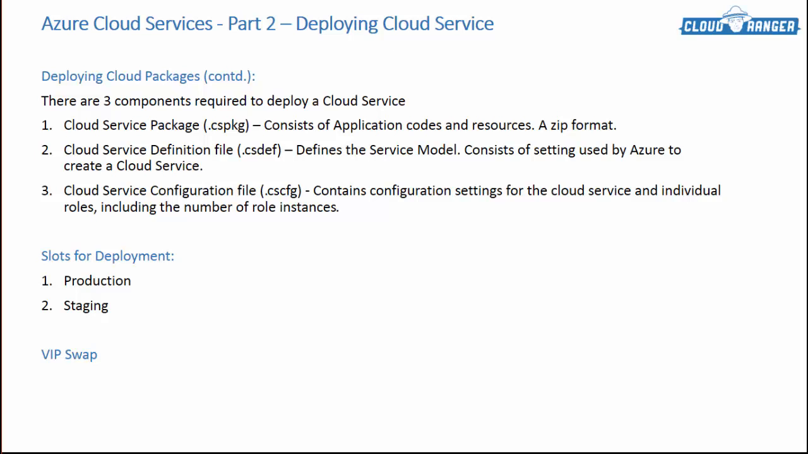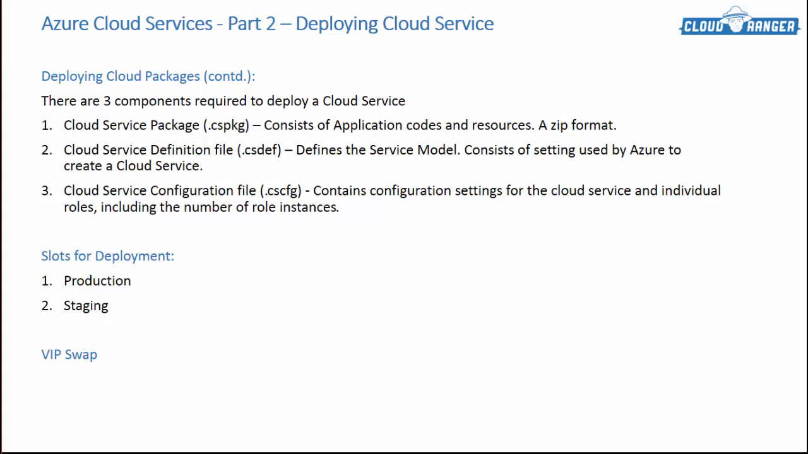And of course, then you have the cloud service configuration file, which is the .cscfg, which pretty much contains the entire configuration settings for the cloud service and the individual roles. So it tells how the cloud service is going to be configured. The cloud definition file told us how many roles and everything are going to be there. So how these roles are going to be configured. It also tells you the number of role instances that are going to be in there.